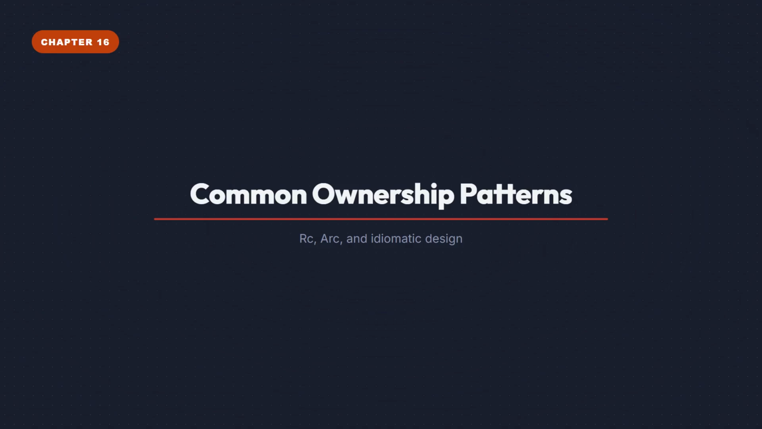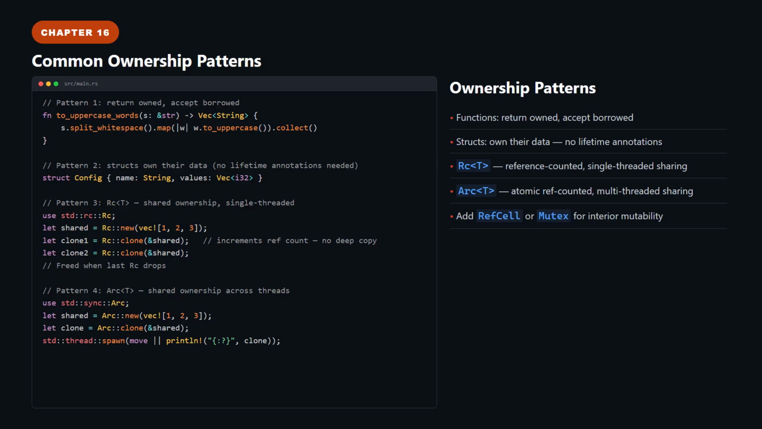Chapter 16. Common ownership patterns. The most ergonomic pattern: functions accept references when reading, return owned values when producing, and structs own their data. When you need shared ownership, Rc<T> gives reference-counted, single-threaded sharing, and Arc<T> gives thread-safe sharing.